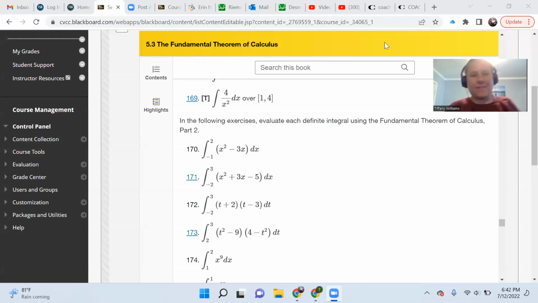On number 171, we actually get to use the part of the fundamental theorem of calculus that I enjoy, which is part 2. So in 171, they ask us to evaluate the definite integral from -2 to 3 of x squared plus 3x minus 5 dx. I'm actually going to do several of these, so I'll probably just do them back to back. You don't have to keep flipping back and forth here.